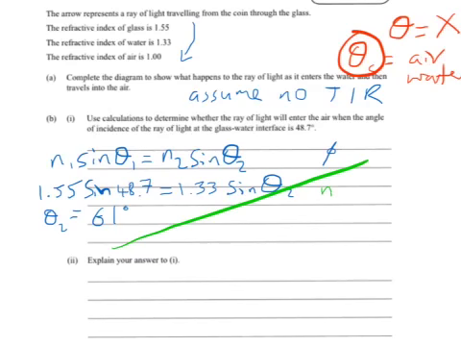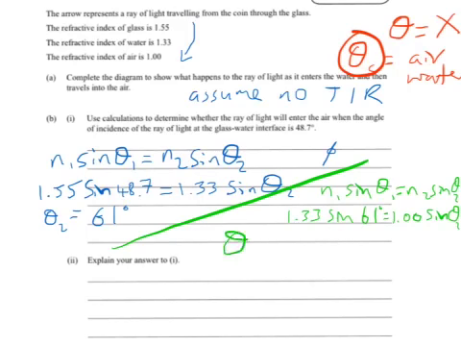Now N1 sine theta 1 equals N2 sine theta 2. This time N1 is 1.33 because we're going from the water into the air, and theta 1 is now 61 degrees, and N2 is 1.00 for the air, and then sine theta 2. And if you perform this calculation, you'll find theta 2 doesn't work. You can try to do the calculation, but it's just not possible.